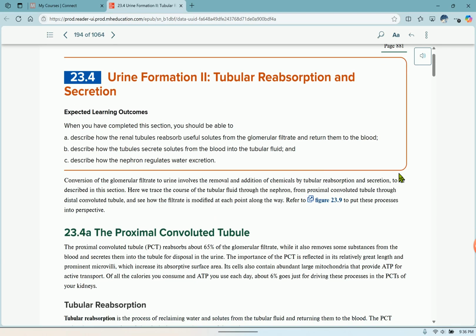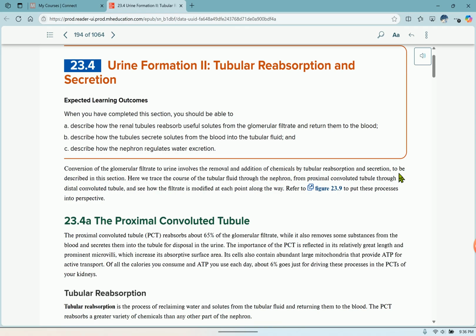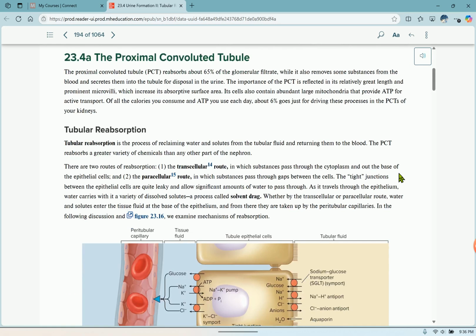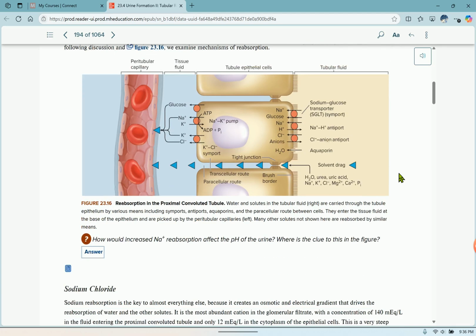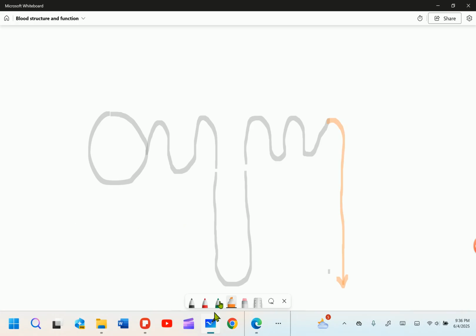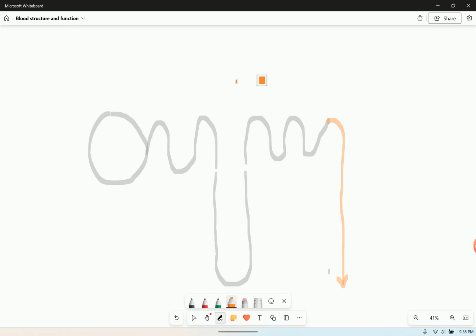Okay, in this part, it looks at what's going on in the proximal convoluted tubule, tubular reabsorption. Okay, so I want to draw our own version of this. Okay, so this represents the glomerulus.